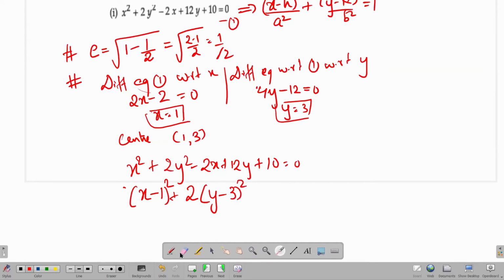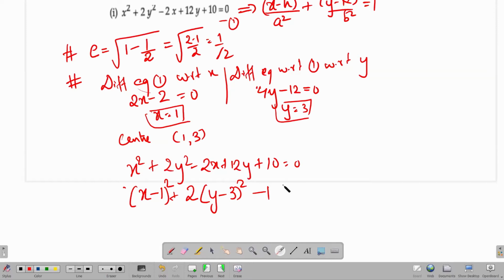What I get from here, if I open this, is x square minus 2x, that means I get these two terms, x square minus 2x, but I get here plus 1. So to balance that, I write here minus 1. In this case, if I use the identity, this comes out to be y square plus 9 minus 6y. So y square is 2y square and minus 6y.